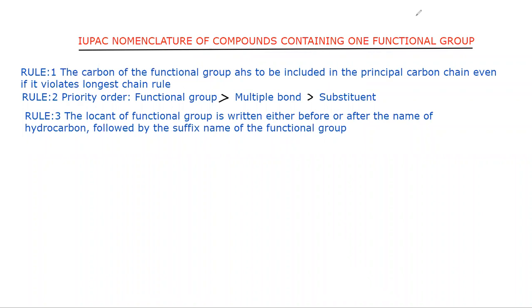So rule one is that the carbon of the functional group has to be included in the principal carbon chain, even if it violates the longest chain rule. So this is rule one.